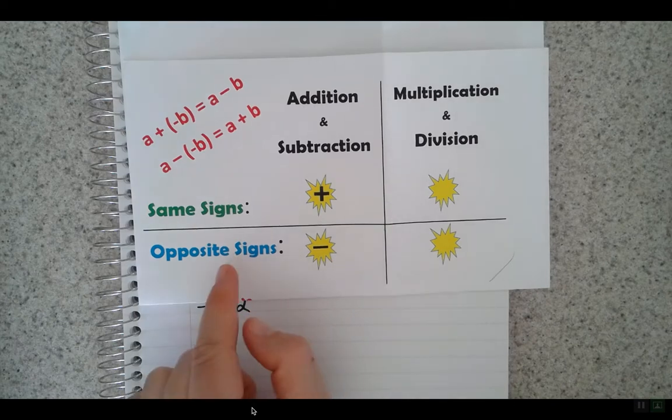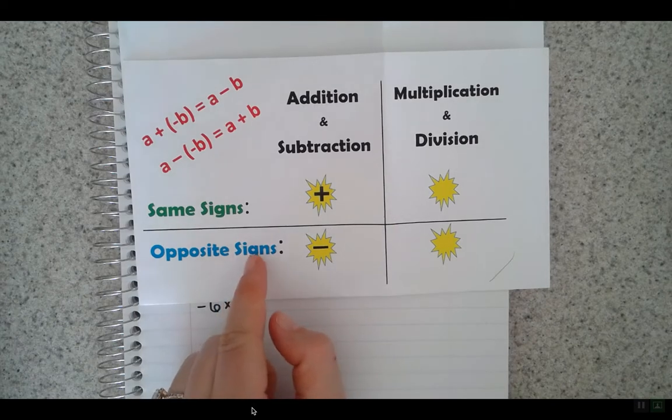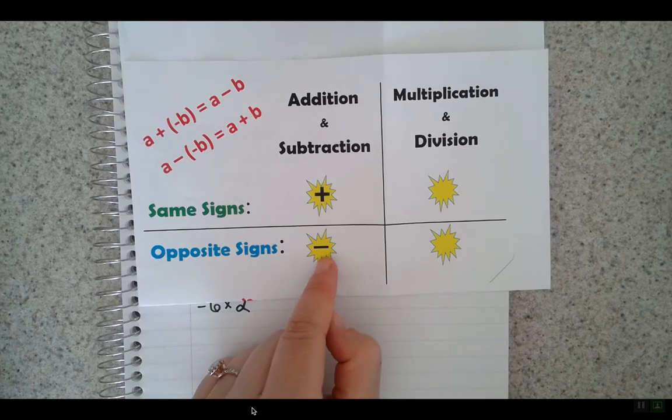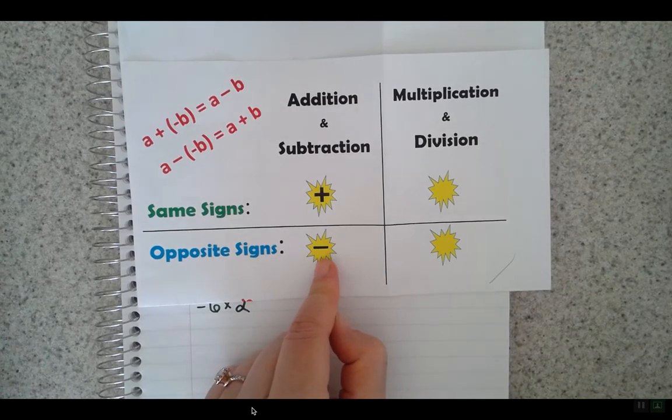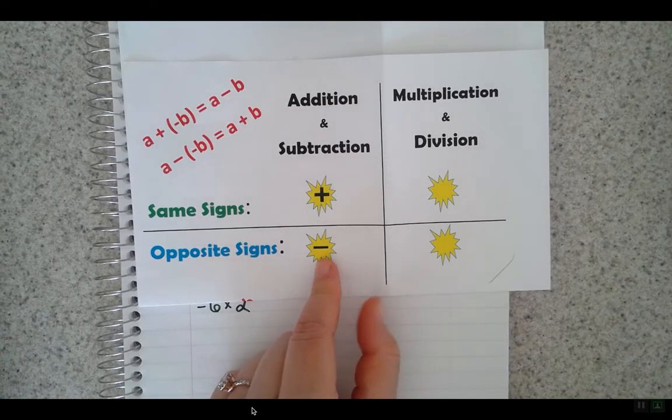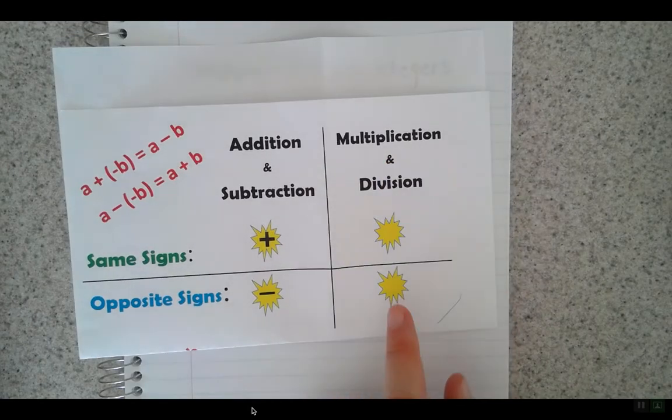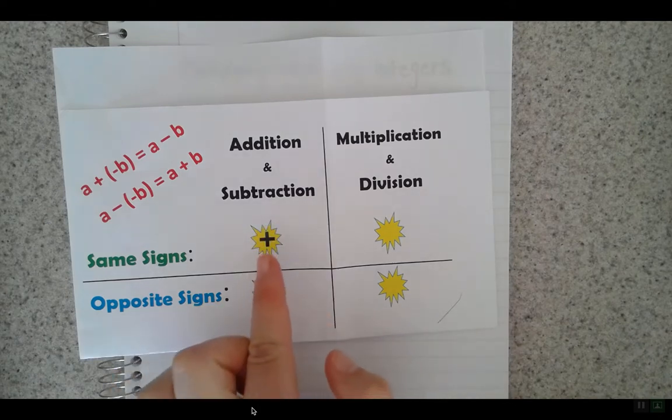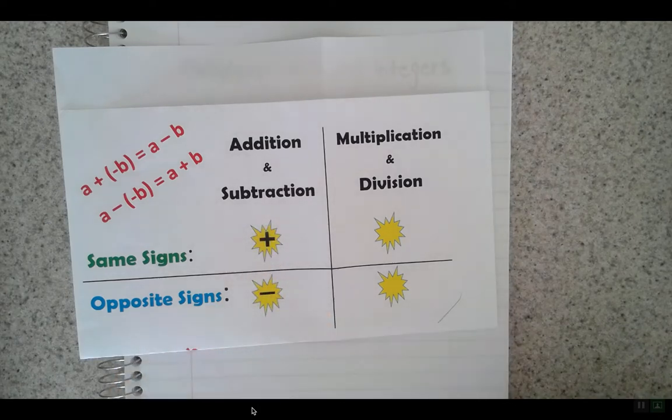Okay, and that's because positives and negatives cancel each other out. So if they're opposite signs, you need to subtract so that the numbers cancel each other out. Now, multiplication and division have a similar but different set of rules. Okay, we can't just follow the same rules that we did for addition and subtraction.